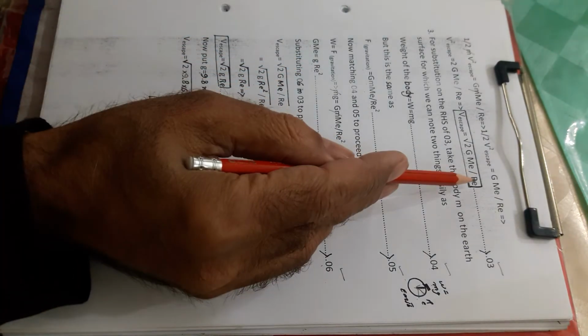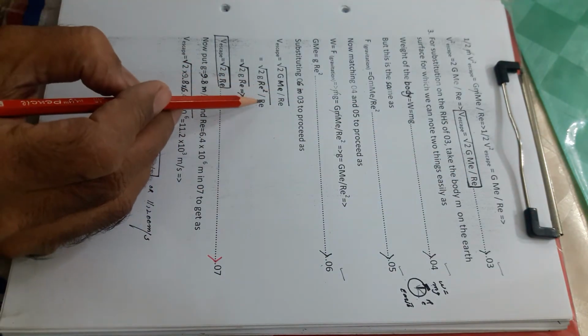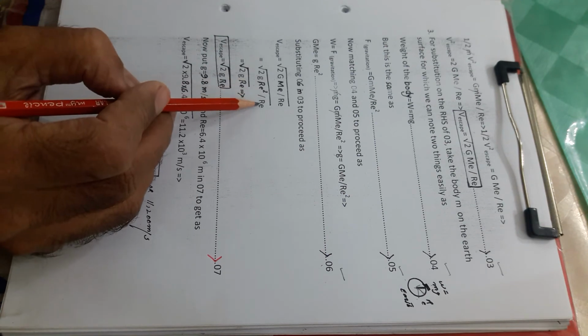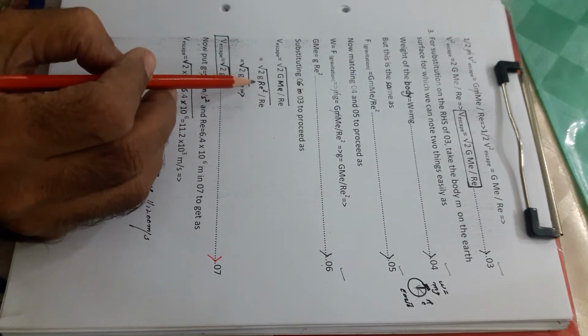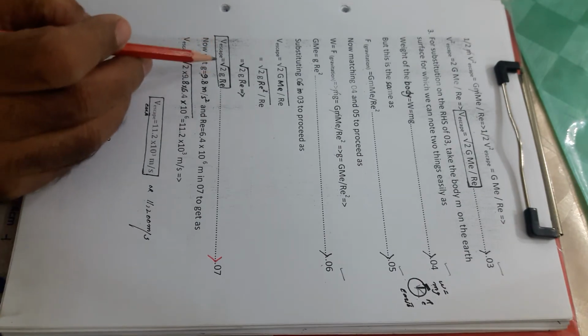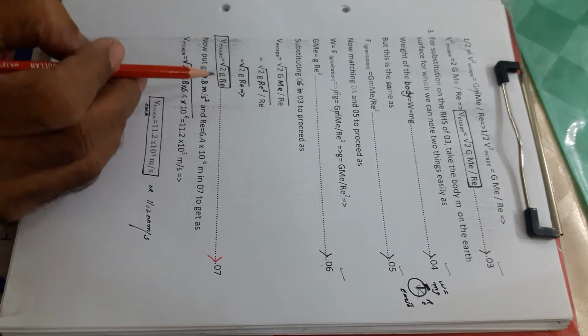This RE is already present in equation number 3. So one RE in the numerator and the other in the denominator will be cancelled, so we would be having one RE. So 2GRE. So v escape is equal to under the root 2GRE, so it is more simple.